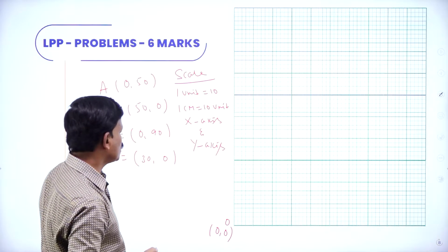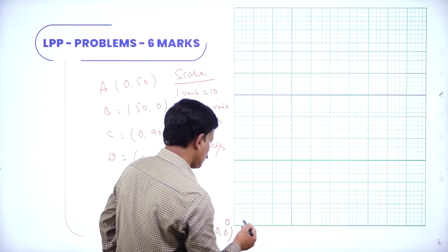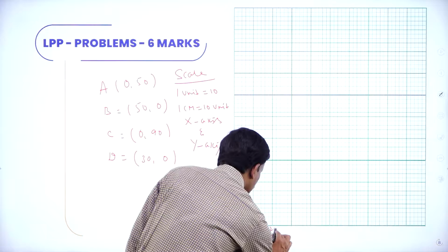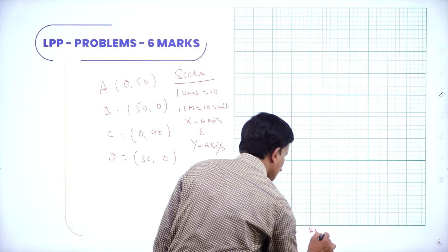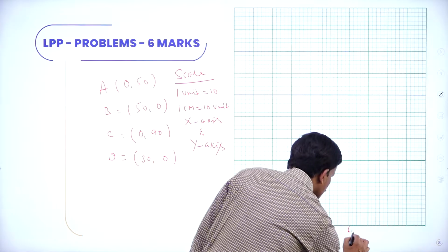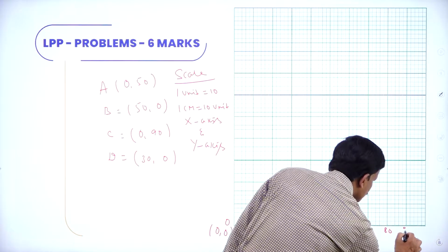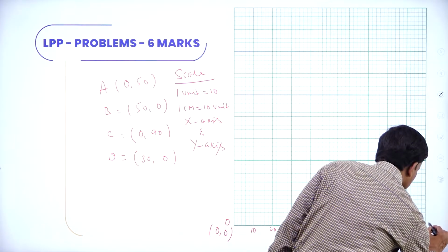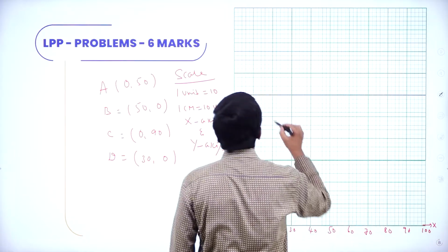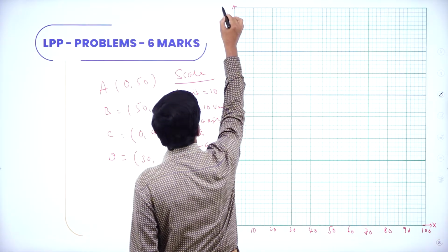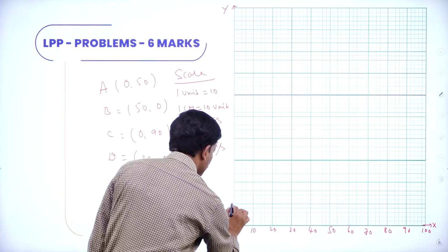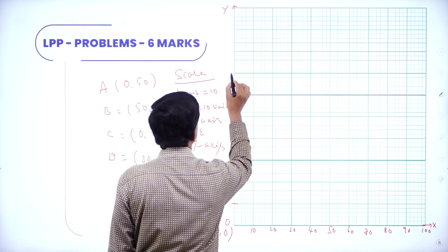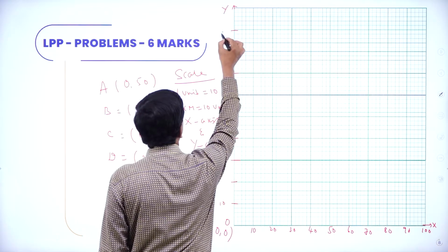Each unit is equal to 10 centimeters. So the maximum we will get, let me represent this as 10, 20, 30, 40, 50, 60, 70, 80, 90, 100. This is the x-axis. On the y-axis, again the same: 10, 20, 30, 40, 50, 60, 70, 80 and 90.